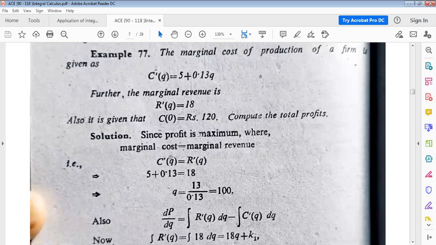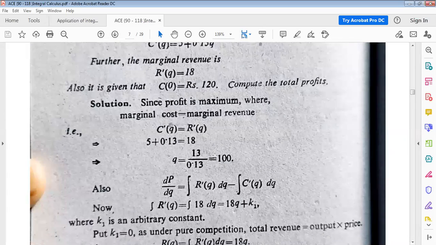Now, in any business we want to maximize the profit, so the marginal cost equals the marginal revenue. If you want to maximize the profit, the marginal cost and marginal revenue will be equal at the equilibrium point. So marginal cost equals marginal revenue. Marginal cost is C'(q), the first differentiation of cost, and the marginal revenue is 18. Just putting in the values, we get q equals 100. This is the number of units produced.